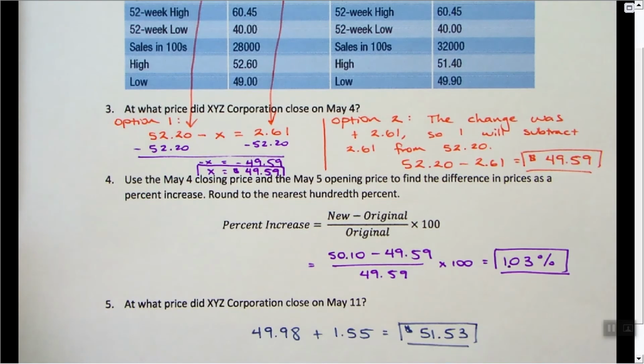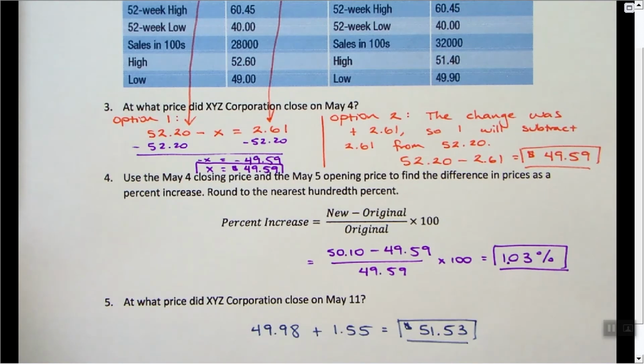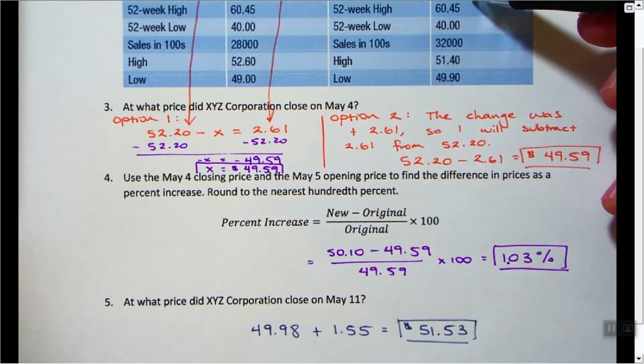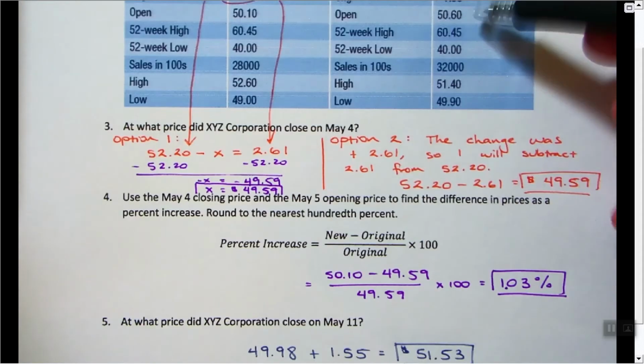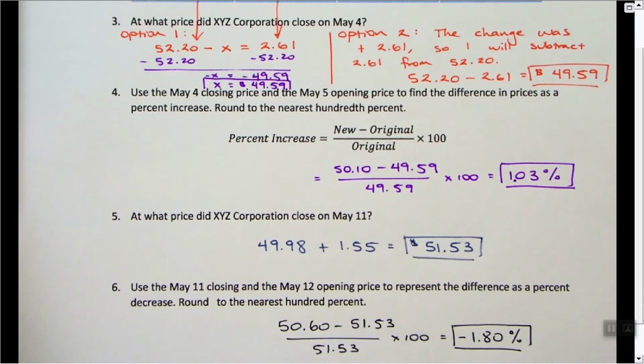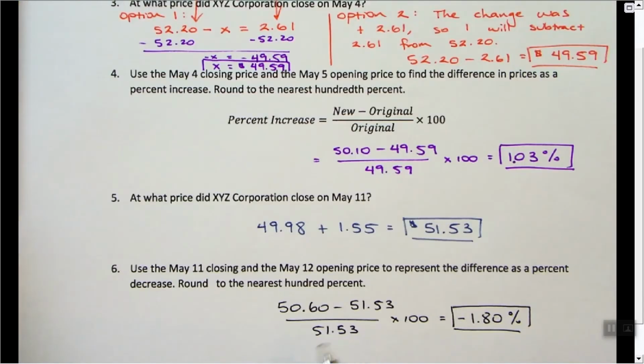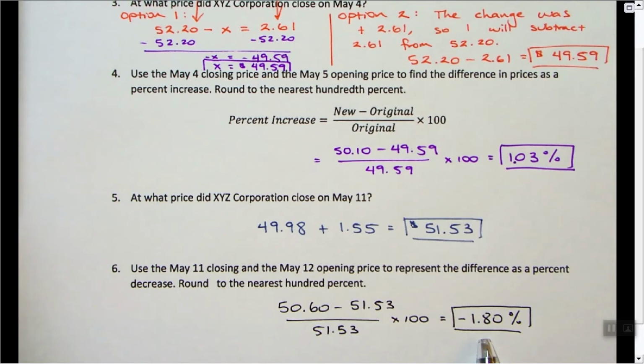Okay. And then using this formula of new minus original divided by original, we will find that the new is $50.60 right here. Divided by the one we just found, 51.53, times 100 is negative 1.8%. So a decrease of 1.8%.